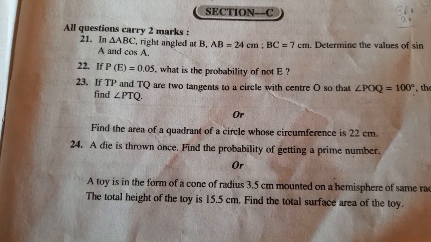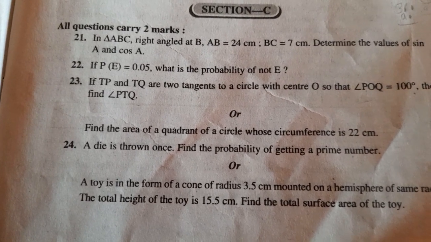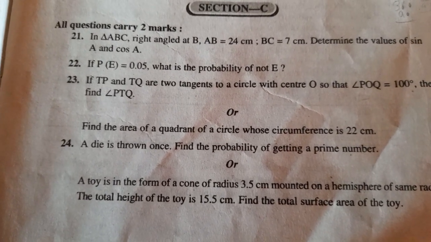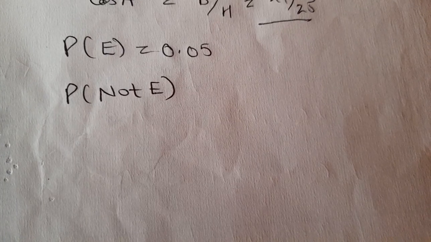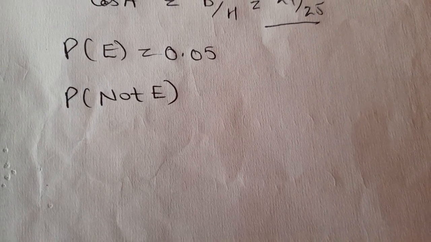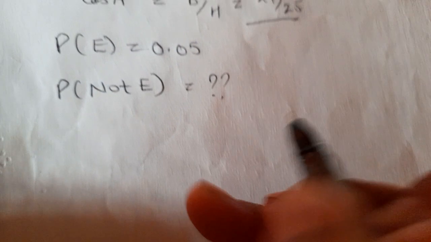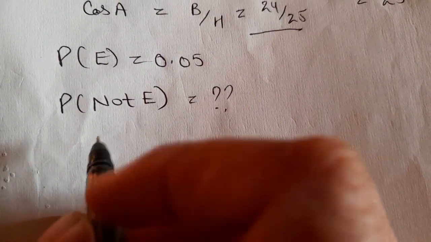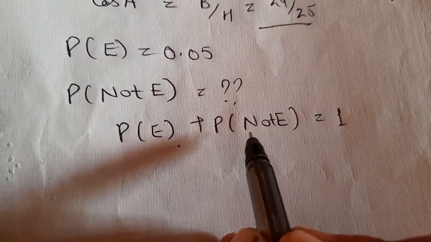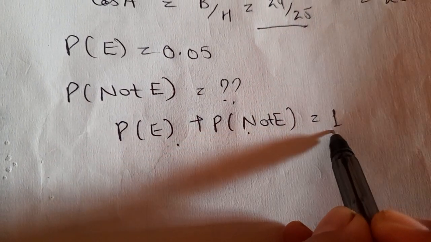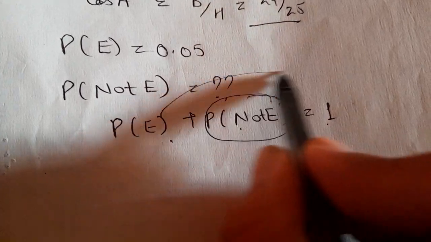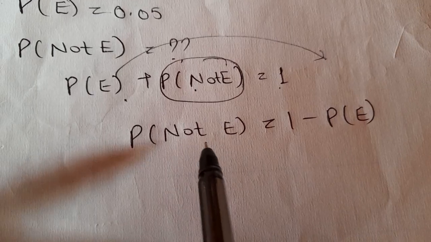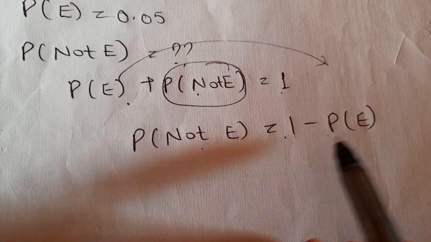If P is equal to the probability of event E, that is 0.05, what is the probability of not E? So here the probability of event E is 0.05, that is given, and we have to calculate the probability of not E. And we know that the probability of E plus the probability of not E is always equal to 1. We have to calculate the probability of not E. So we shift this one here. We get P of not E is equal to 1 minus P of E.